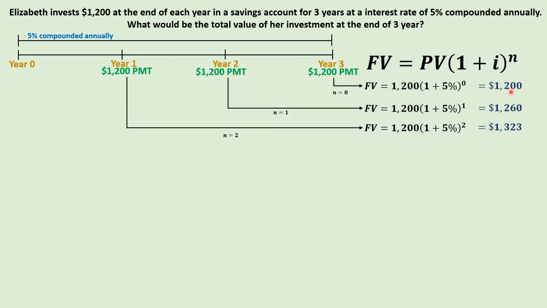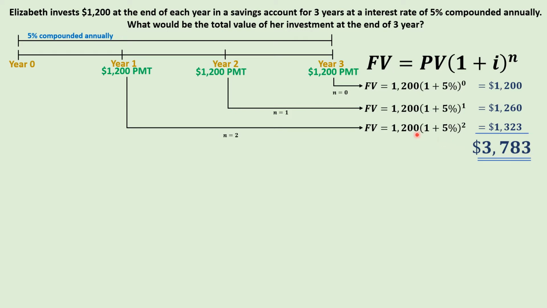In the first case, you get 1,200 because anything to the power of 0 is 1. 1 plus 0.05 to the power of 1 multiplied by 1,200 is going to give you 1,260. And to the power of 2, 1 plus 0.05 multiplied by 1,200 is going to give you 1,323. Now, if we sum this up, we get a total value, which is going to be the value of Elizabeth's investment at the end of 3 years. We get it as $3,783.